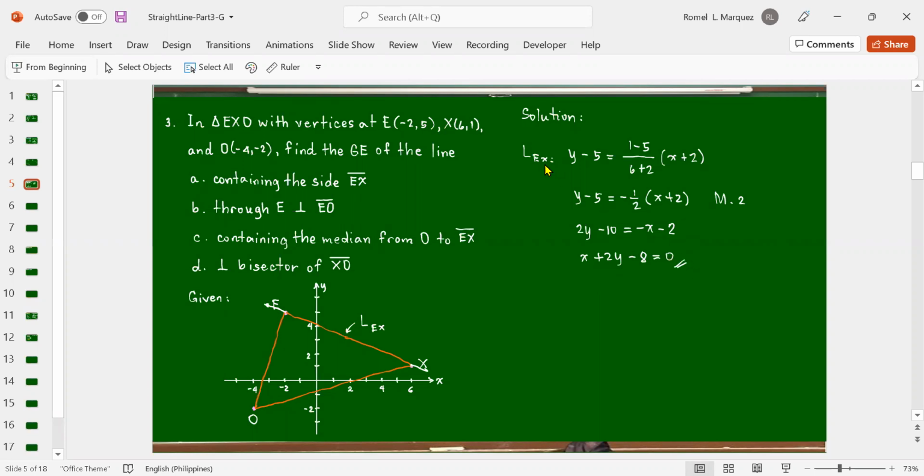So this is our letter A, no? This is for letter A.